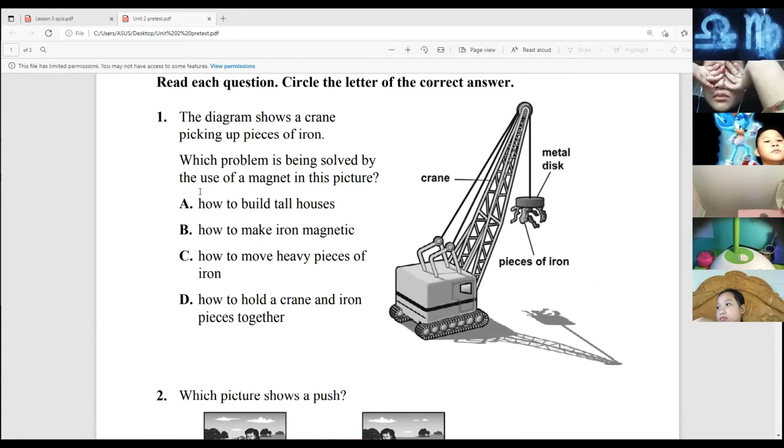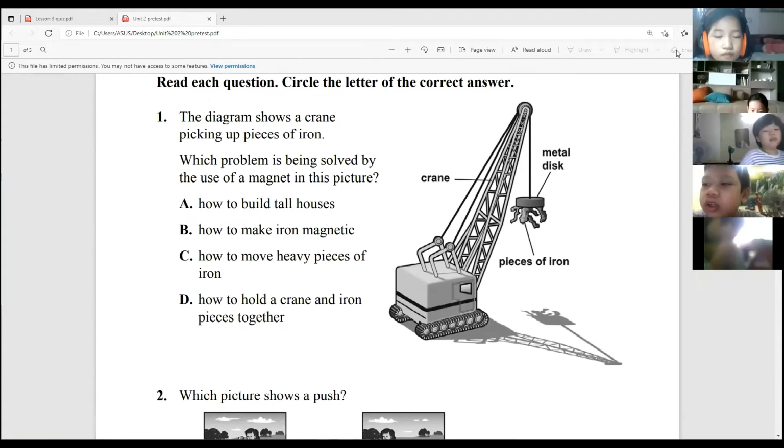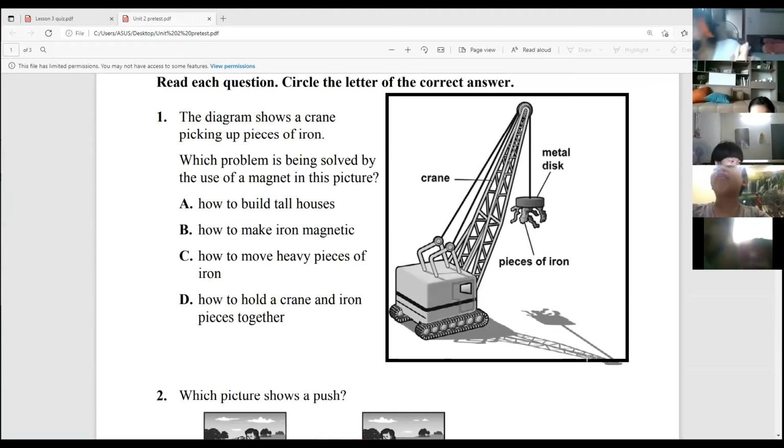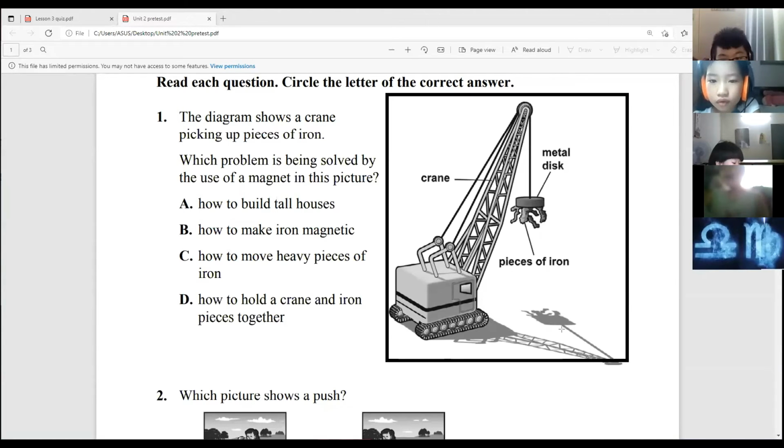What is being solved in the picture? What is this a picture of? Does anyone know? Ray, what is this a picture of? What does the picture look like? The picture looks like the crane is picking up pieces of iron. Yeah, it's picking up pieces of iron.